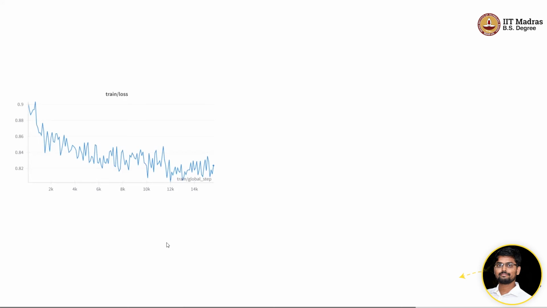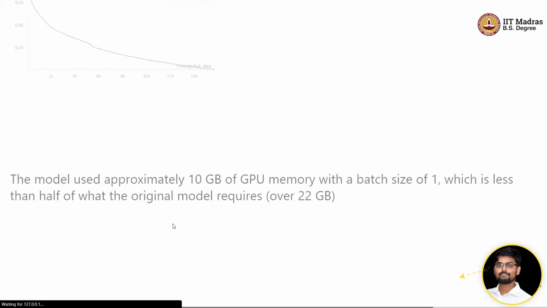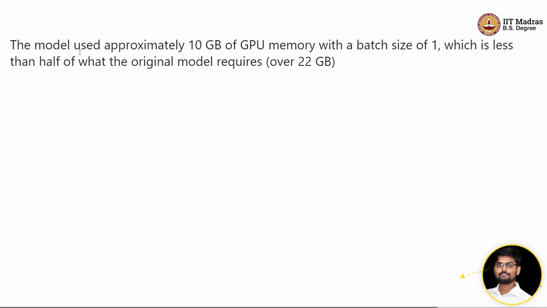Similarly, you can look at the validation loss, but the number of samples in the validation set is very small, so you can see that it is decreasing smoothly. The model used approximately just 10 GB of GPU memory. So even though we have 48 GB of memory, it uses just 10 GB, which means we can increase the batch size from 1 to 16 very easily. And because we are also using FP16 or BF16, we can increase the batch size still further.